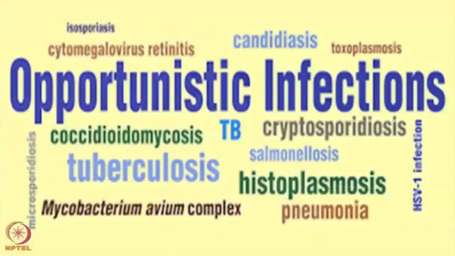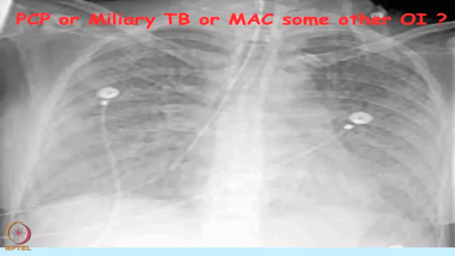Now, in a patient who has AIDS or HIV, as the immunosuppression increases, the patient gets a number of opportunistic infections. These are all the opportunistic infections which a patient with HIV can get, and they can present with this sort of X-ray, which could be either TB or any of the opportunistic infections in HIV, like Pneumocystis carinii pneumonia, which is a fungus, or again TB, or a non-tuberculous mycobacteria or some other OI.